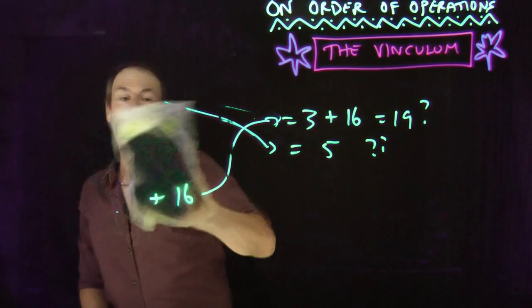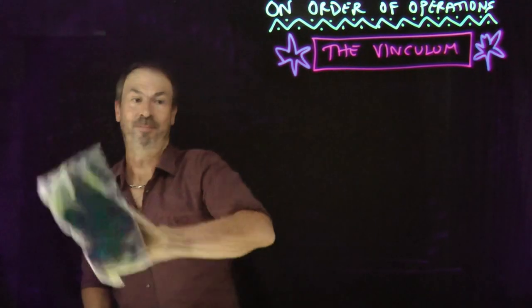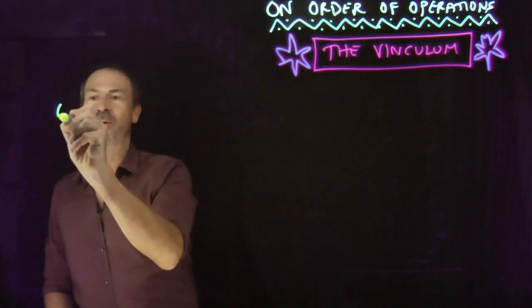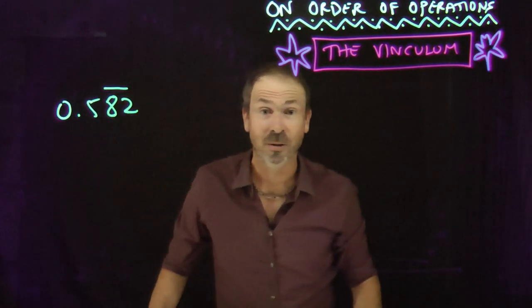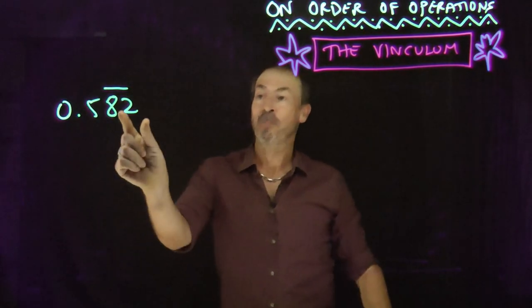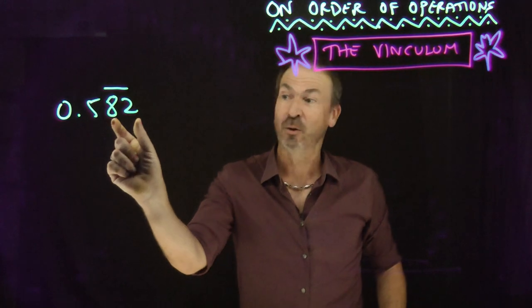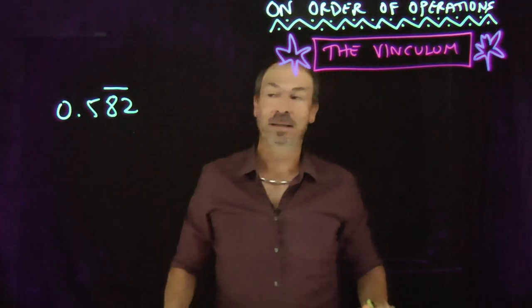Another place we see the vinculum is in repeating decimals. If I wrote something like this on the board, 0.582 with a horizontal bar above the 8 and 2, the standard convention is that means, oh, think of the 8 and the 2 as a little group unto itself that gets repeated infinitely often.